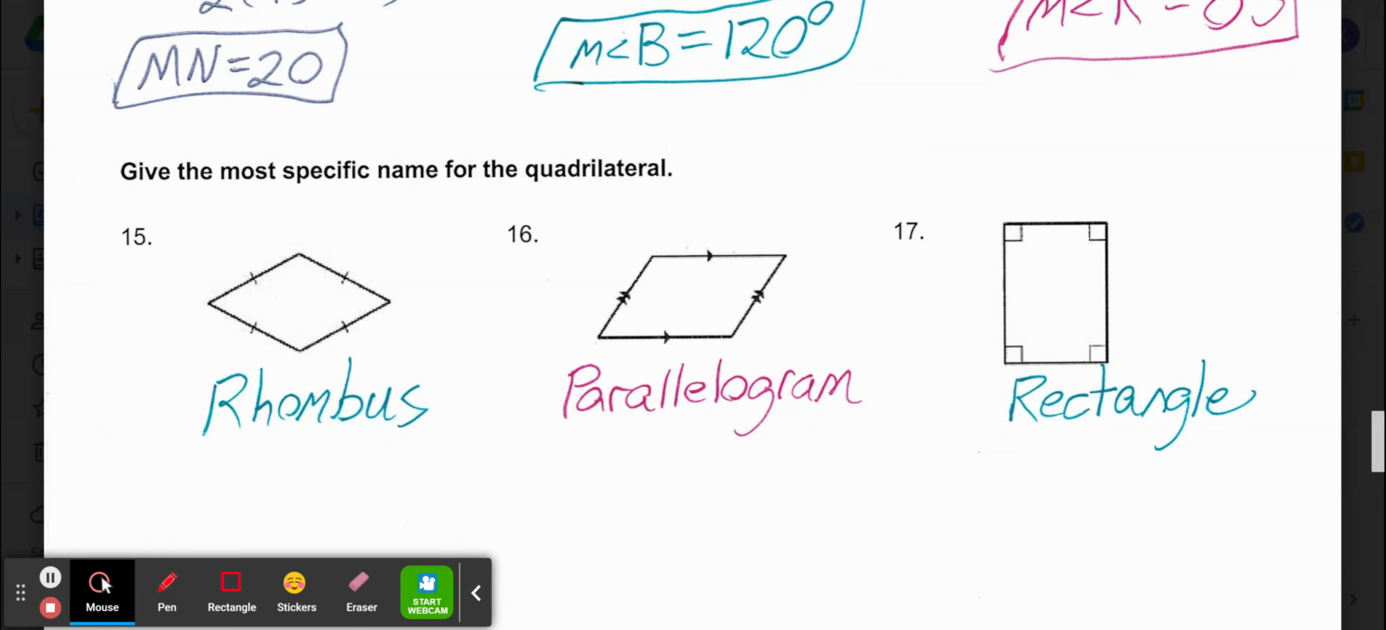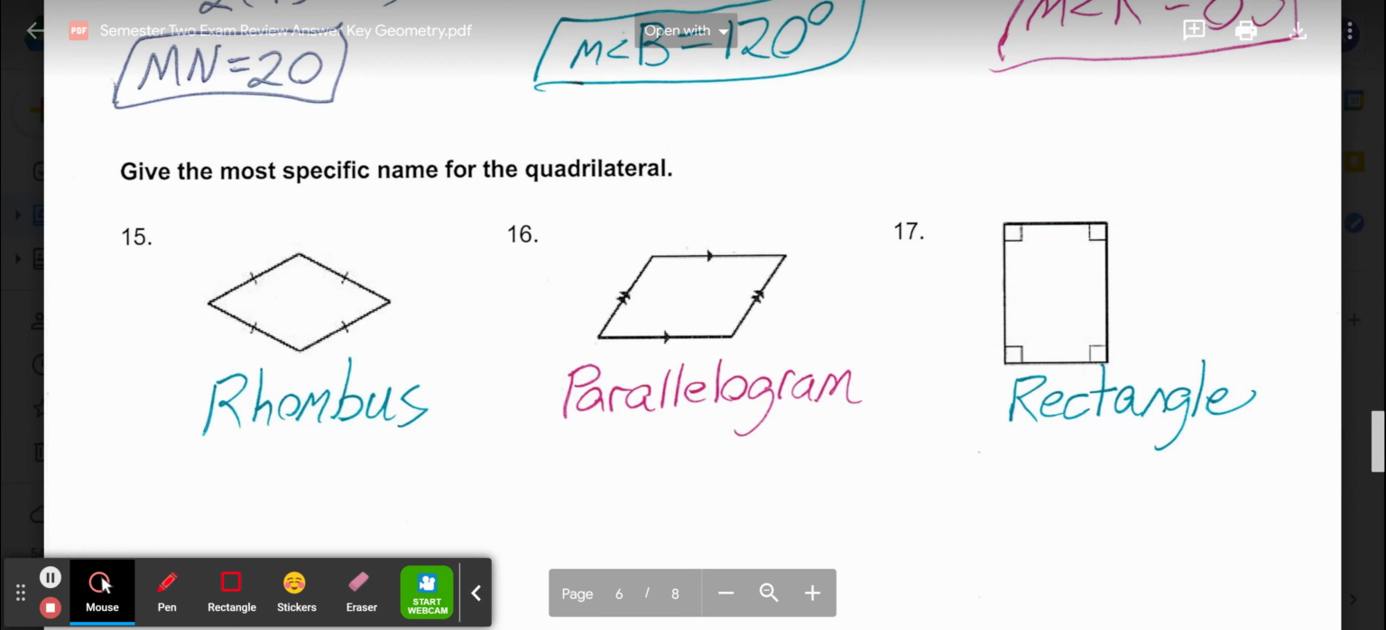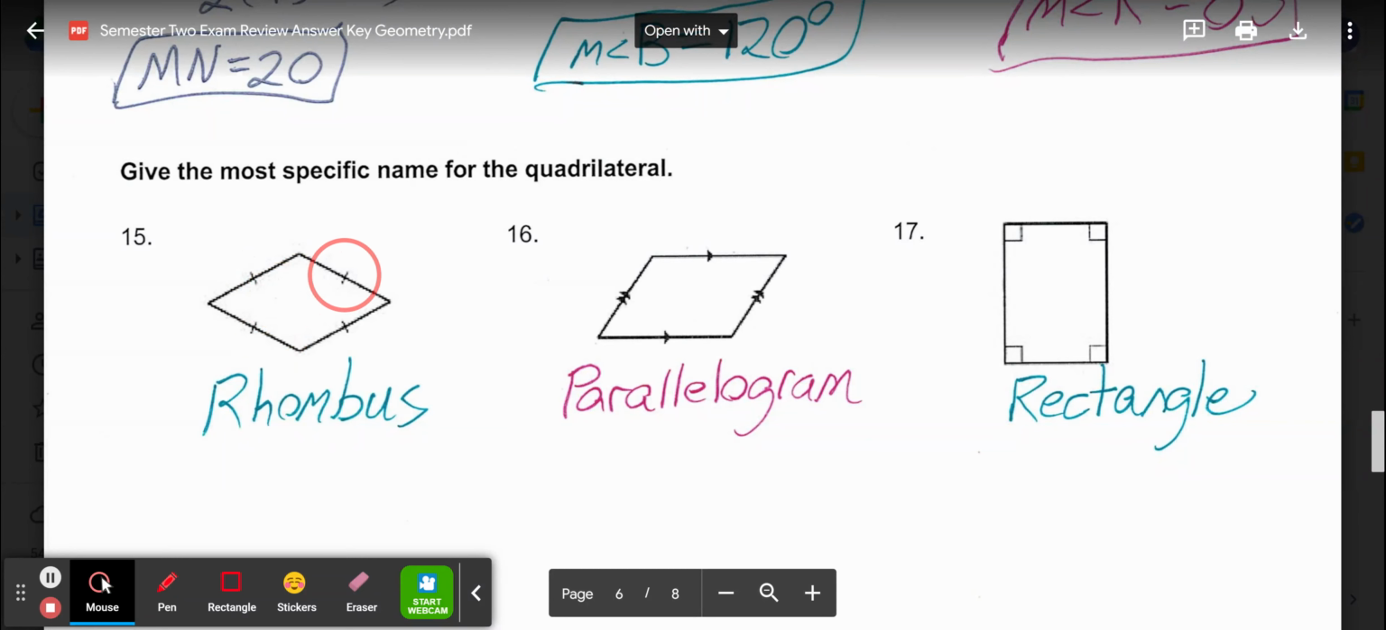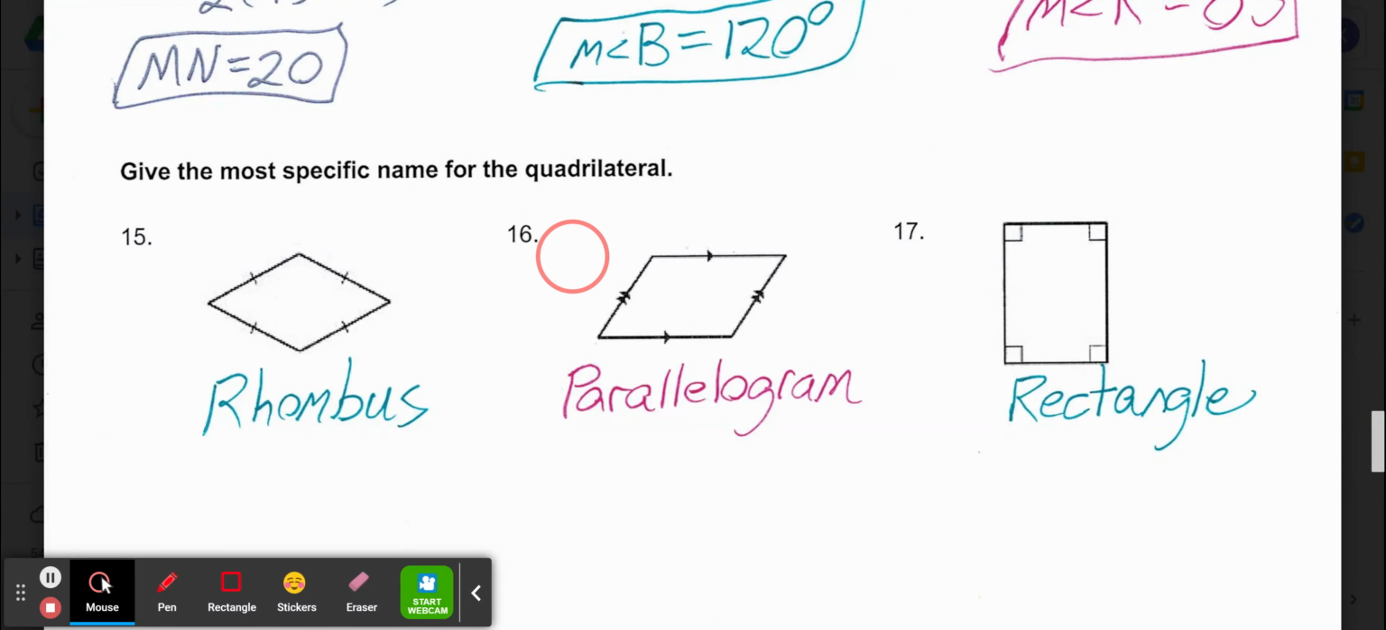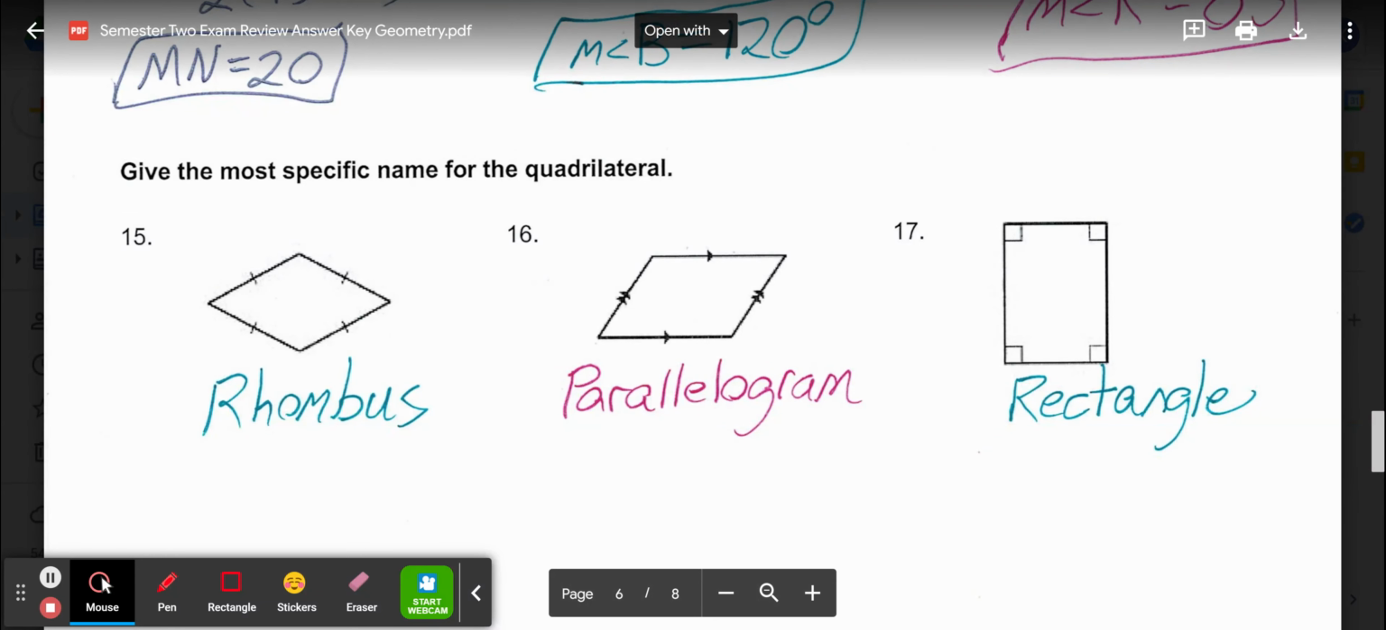15, 16, 17, most specific name of the quadrilateral. In 15, we know opposite sides are all congruent, 4 congruent sides. Rhombus. 16, opposite sides are parallel, parallelogram. 17, 4 right angles. Quadrilateral, opposite sides are parallel, rectangle.